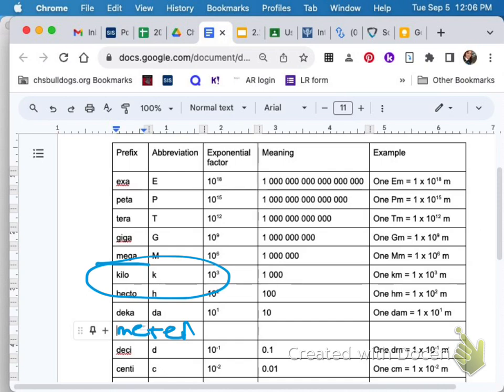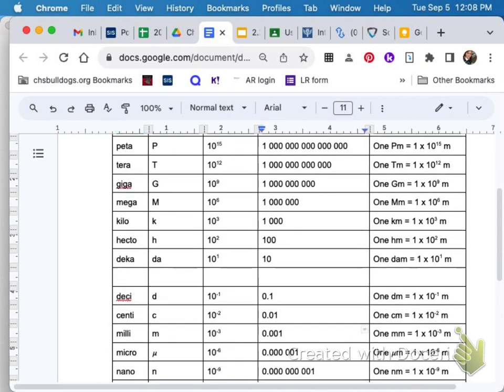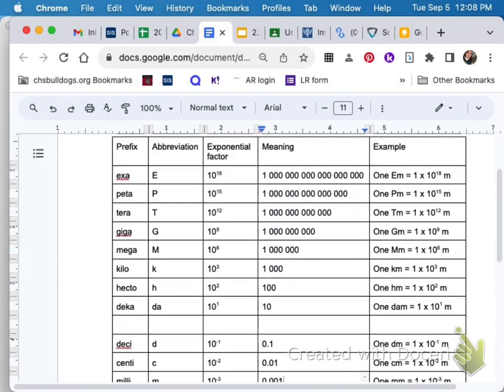Prefixes also work the other way. If I had a very small measurement, like 0.001 meters, instead of calling it 0.001 meters, I could just call it a millimeter. I could say I have 1 millimeter. So it does go smaller as well.